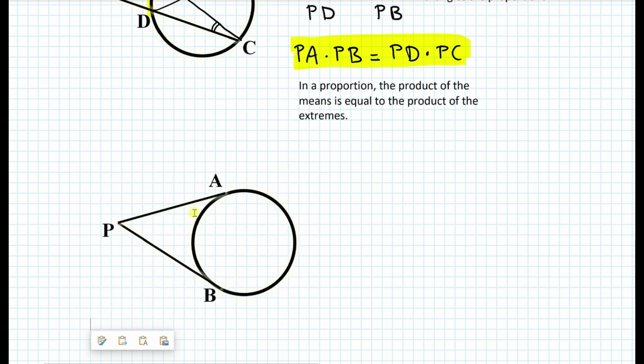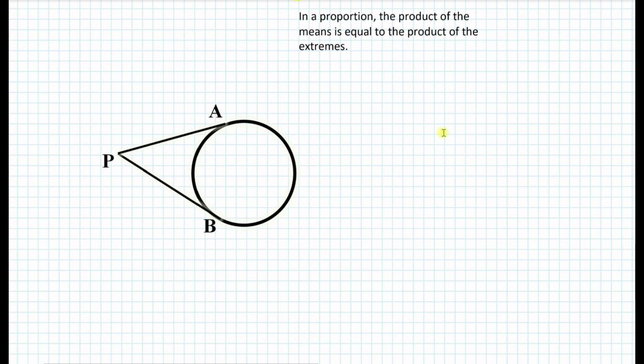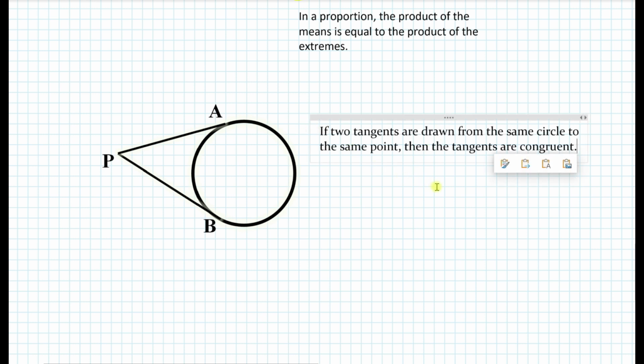Okay, so here we have a circle with two tangents meeting at a point P. Well, do we need to find any similar triangles at this point? Well, not really, because there's a theorem that we already learned. Remember which theorem we're talking about? The theorem goes as follows. If two tangents are drawn from the same circle to the same point, then the tangents are congruent.